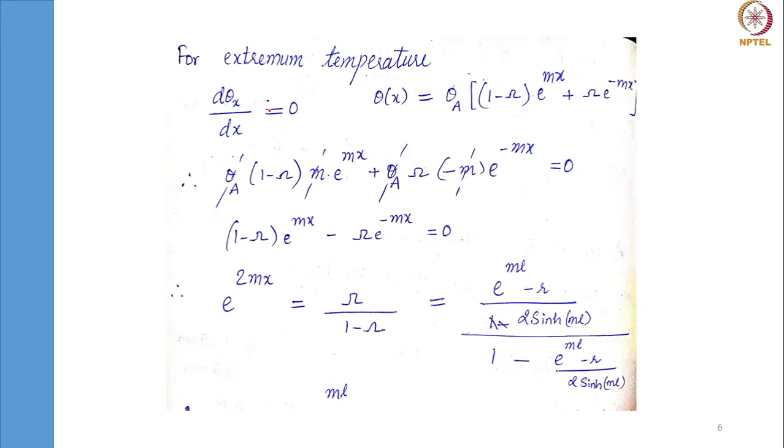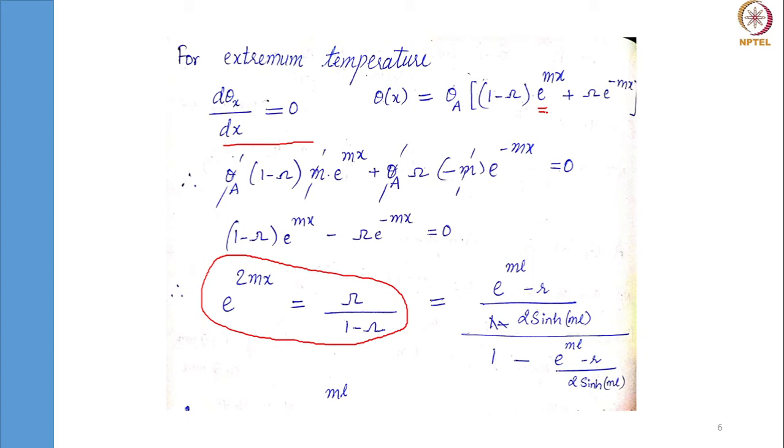For finding out temperature extremum, we are obviously going to differentiate with respect to x and equate it to 0. Once you do that, you get this expression: e power 2mx equals sigma by 1 minus sigma. Differentiation is not difficult because it is in terms of e, and other quantities like theta a are constant, sigma is constant.